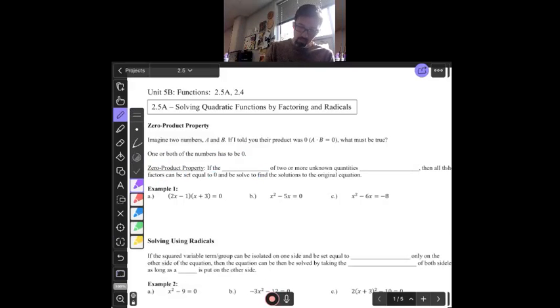the product of two or more unknown quantities is equal to 0, then all the factors can be set equal to 0. This is really the part we're going to be using here to help us. All those factors are going to be set equal to 0 in order to solve and find those solutions to the original equation.